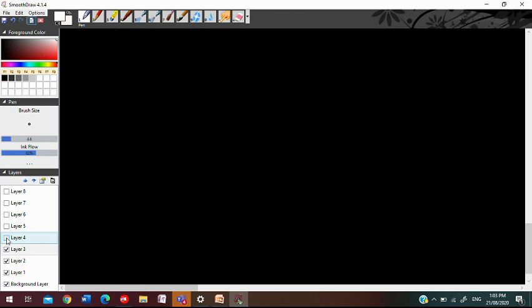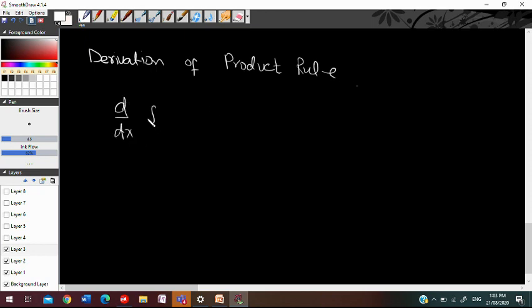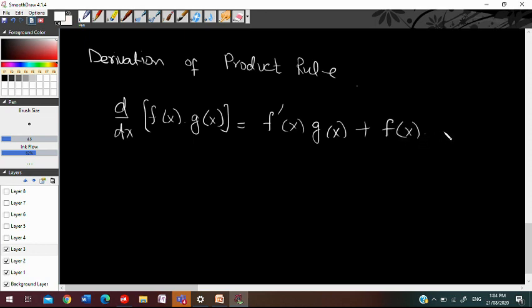Now the very important one, the derivation of the product rule. In the product rule we have d by dx of f of x into g of x is equal to its formula. The formula is f prime of x, meaning the derivative of the first function, second same, plus first function same and derivative of the second function. This is the formula, and we have to prove this formula.